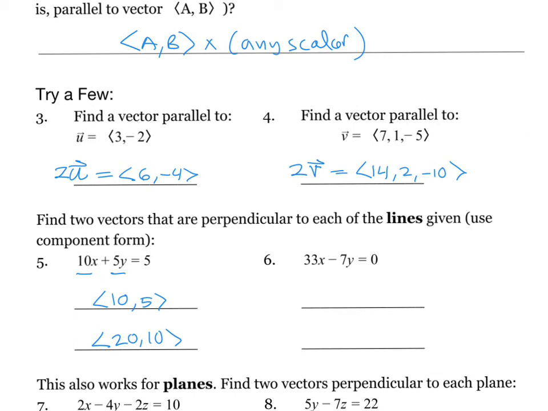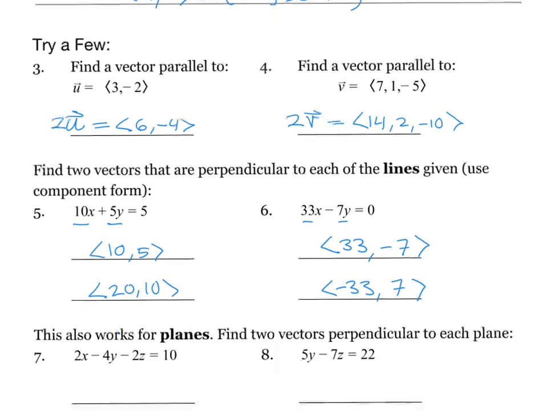Another example, same idea. Take the coefficients and put them into a vector in component form. And now I'll try multiplying this one by the scalar negative 1. So I'll get negative 33, comma, positive 7. So there's the second vector, same length as the first, opposite direction, but still parallel.